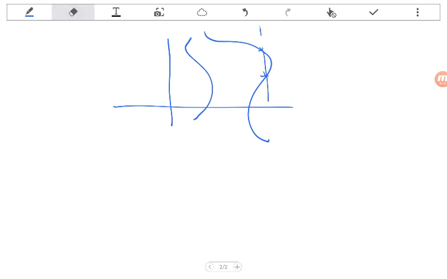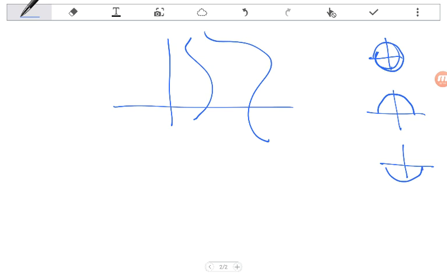So if some vertical line has more than one intersection, it is not a function for us. It is called a relation. Just like a complete circle, it is not considered a function, but we can consider it as two functions. This is one function and this is another, because a function should comply with the condition of the vertical line test.